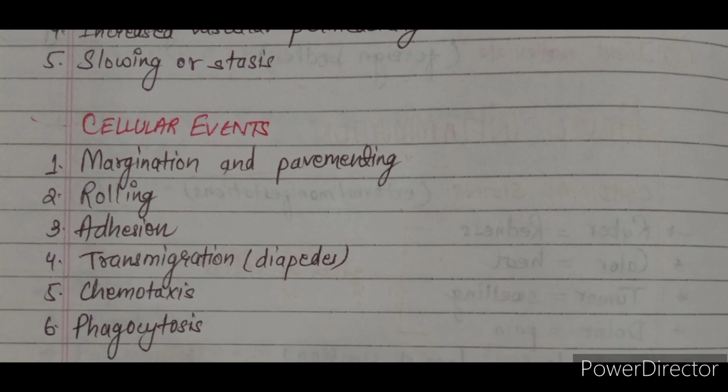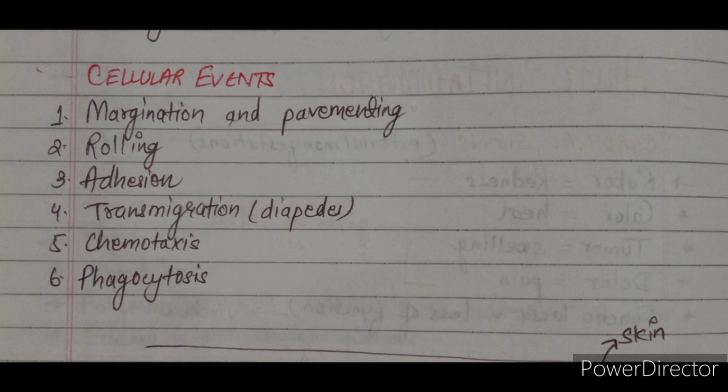And there are 6 cellular events, and those are: number 1 margination and pavementing; 2 rolling; 3 adhesion; 4 transmigration or diapedesis; 5th chemotaxis; and 6th one is phagocytosis.